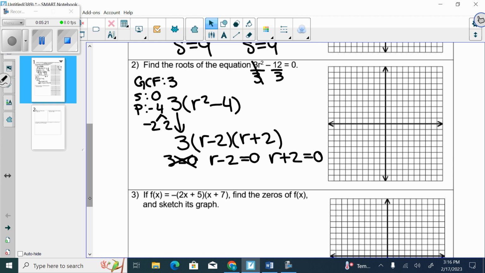All right, for the next one, what am I going to do to solve? Add 2. And what is 0 plus 2?